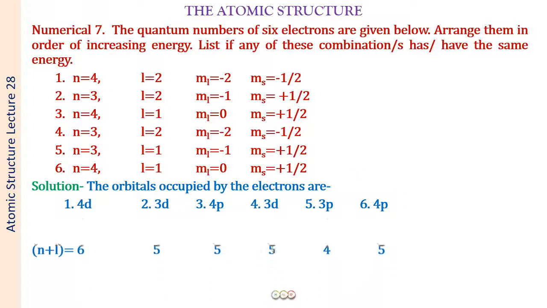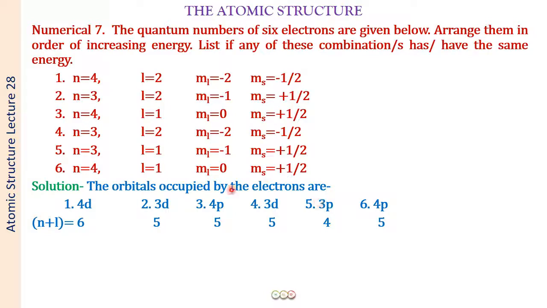Now you see the n plus l values for them. The n plus l values are: 4d is 6, 3d is 5, 4p is 5, 3d is 5, 3p is 4 and 4p is 4. So which is the lowest of them all? It is going to be 4. So the 3p electron has the least energy, right?